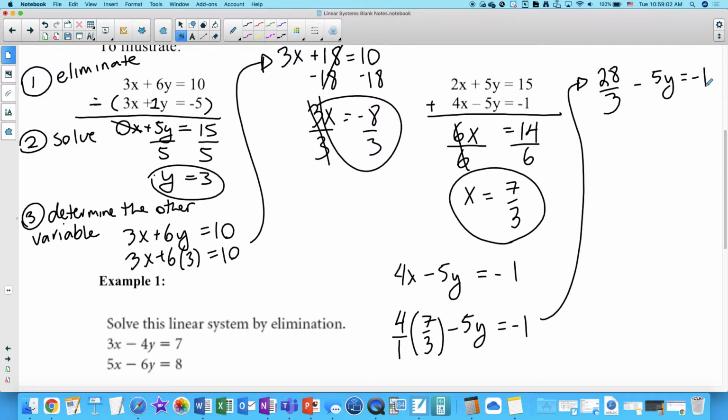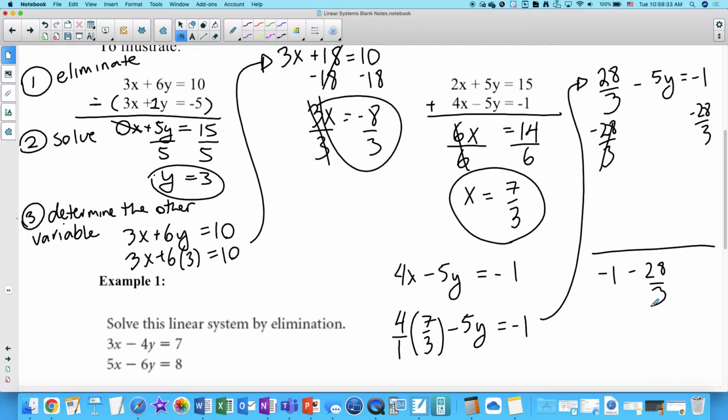So I have to get the 5y or negative 5y by itself first, right? So I think what I'll do is I'll subtract the 28 over 3 from both sides. And then this piece, I have to do some fraction addition subtraction here, right? So I'm just going to do this at the bottom. Negative 1 minus 28 over 3. All right, how do I do that? What do I have to do?